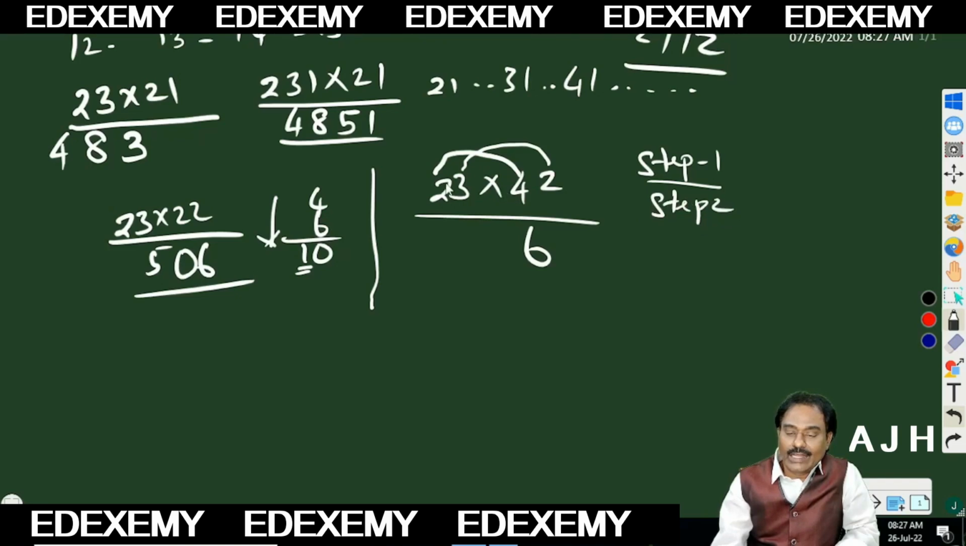4 into 2 is 8. So in between, what will be the value? What is the number coming here in between? That is step 3. Step 3 is very, very important.